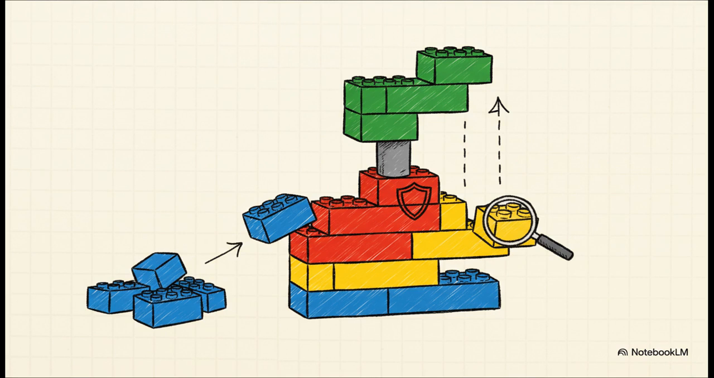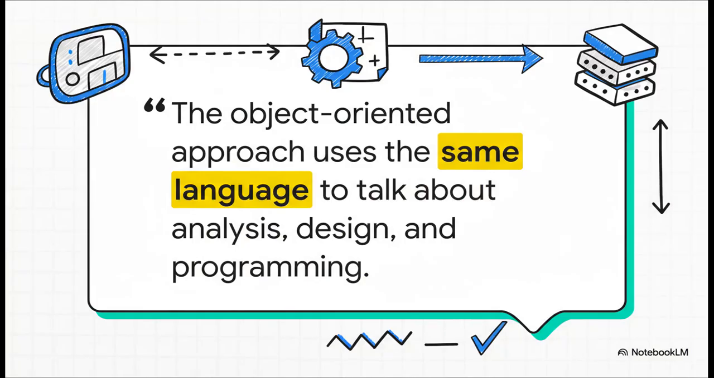Honestly, it's the difference between building with high-quality interchangeable Lego bricks versus trying to glue together a bunch of random, mismatched junk. This quote really just nails it. With OOP, the way you talk about the problem in the early planning stages with objects, their properties, their actions, is the exact same way you talk about it when you're writing the final code.